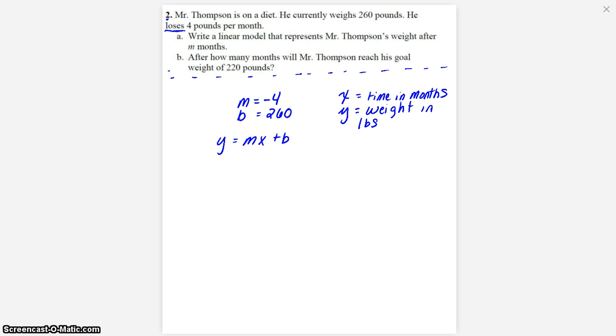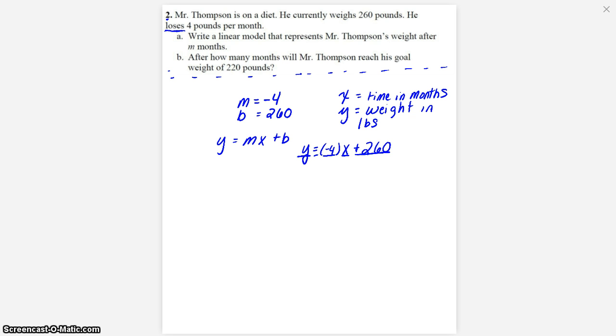So my linear relationship is y equals -4x plus, starting out at 260. Okay, so that's a linear relationship. I can read it as, Mr. Thompson's weight in pounds is equal to -4 pounds every month after starting off at 260 pounds. Okay, that was a little wordy, but you get the idea.